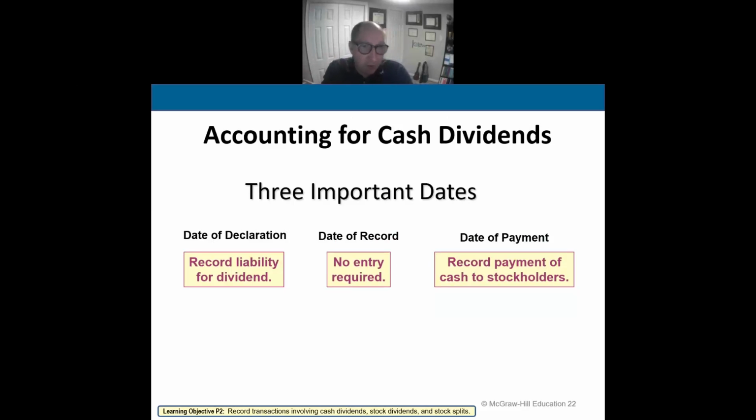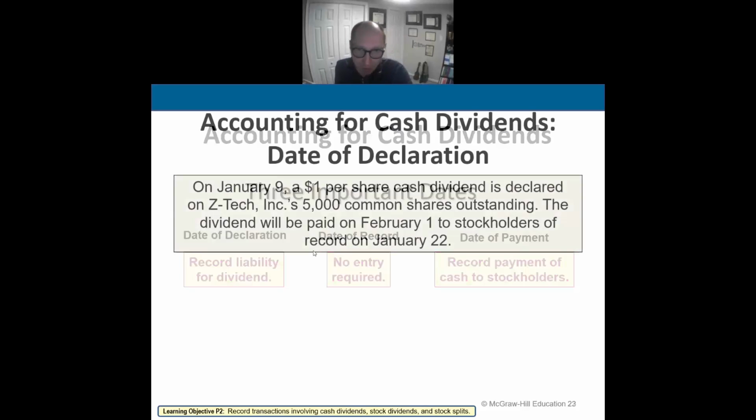So when the company decides to do a cash dividend, we call it a date of declaration. That's when we decided, hey, yes, we're going to pay dividends. Great. The date of record is when we identify the stockholders who will receive the dividend. And the date of payment is obviously when the company pays the stockholders the dividend. Those are the dates. They're very important for issuing dividends.